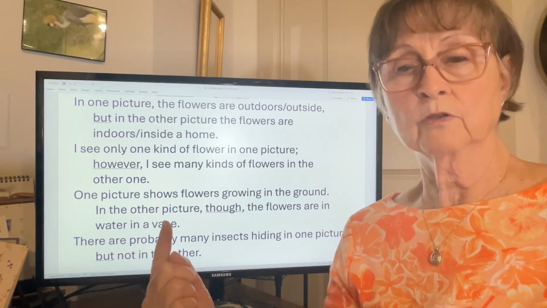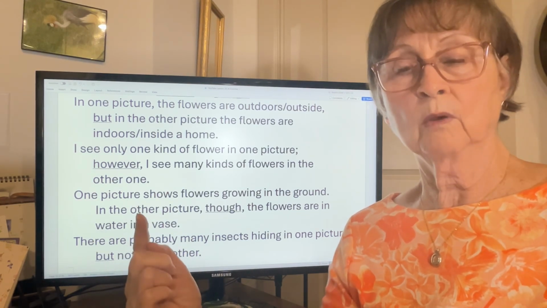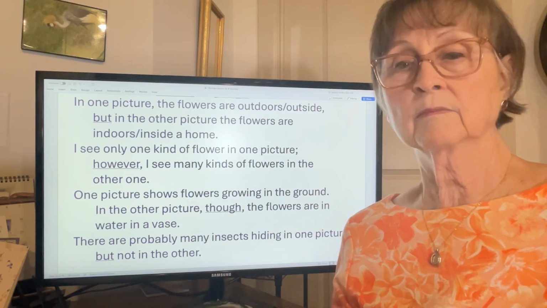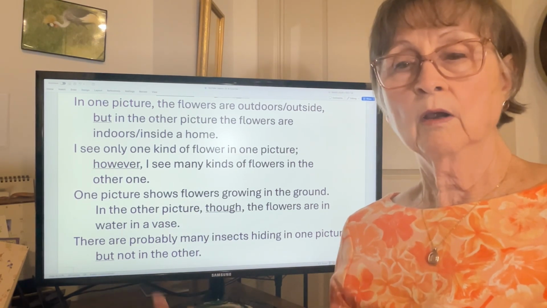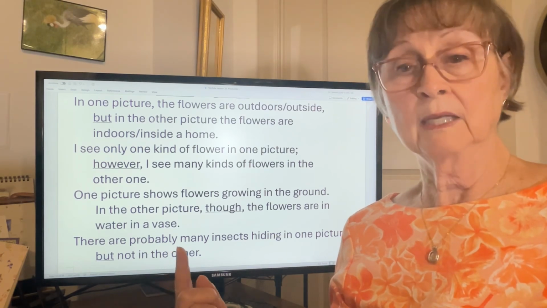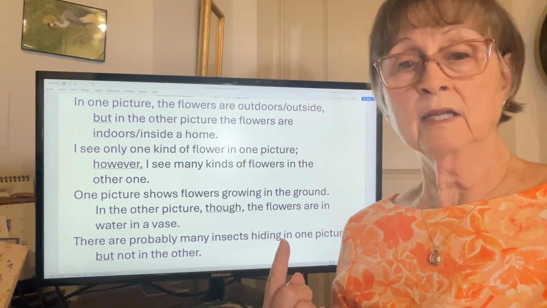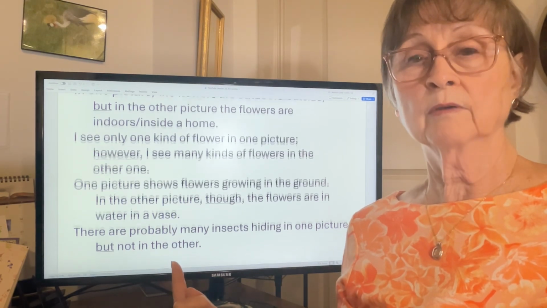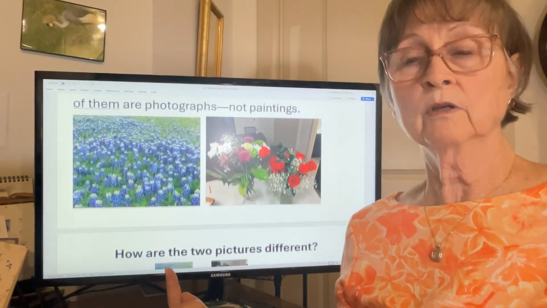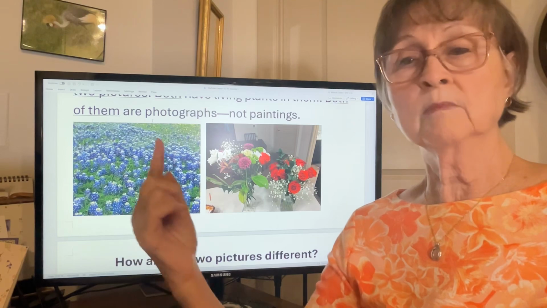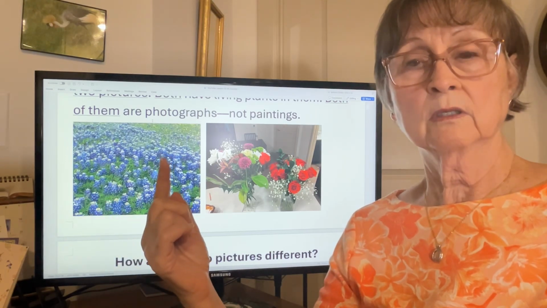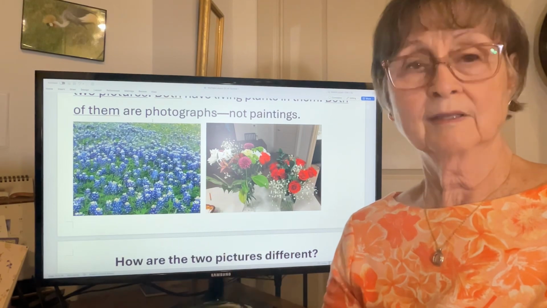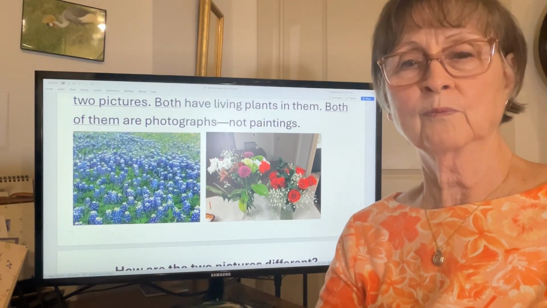The other picture, so that tells me it's two different ones. And then the "though" is also telling me they're different. There are probably many insects hiding in one picture, but not in the other. If we look at the picture, this probably has many insects. This one hopefully has no insects when it comes inside the home.